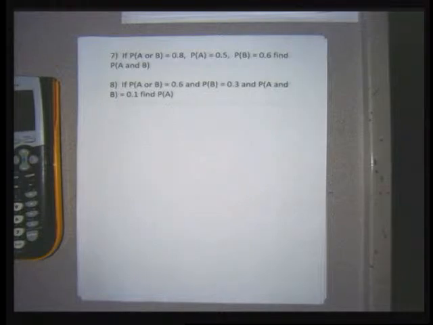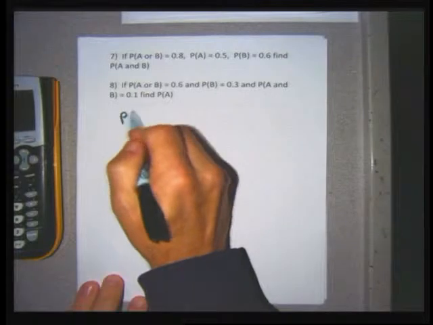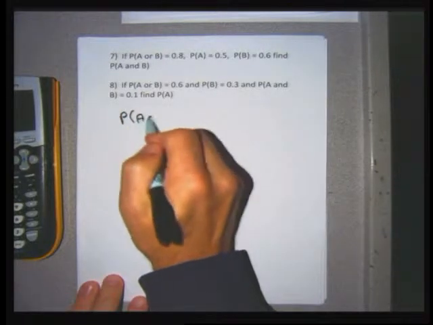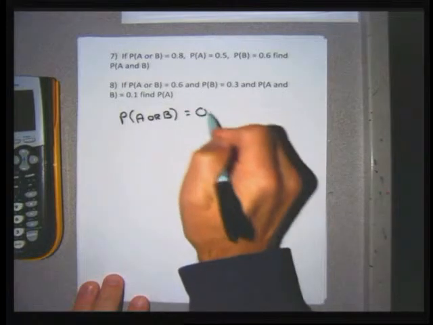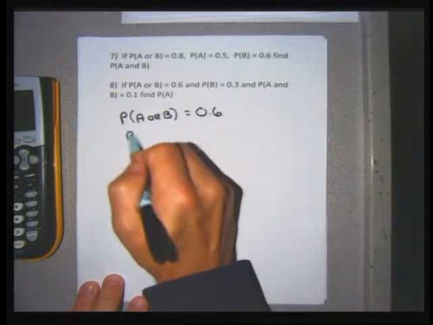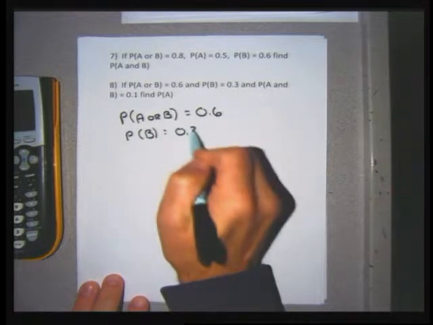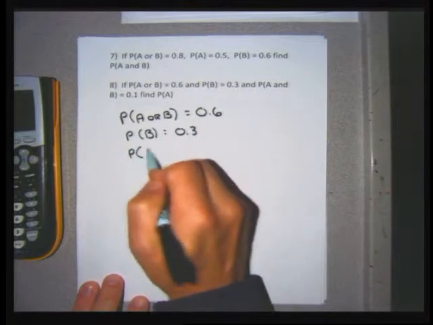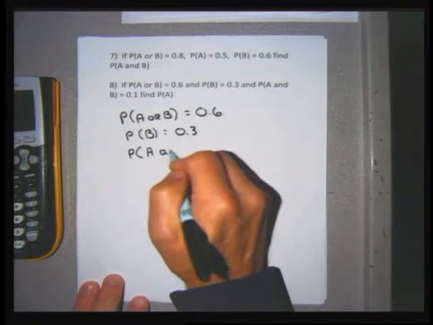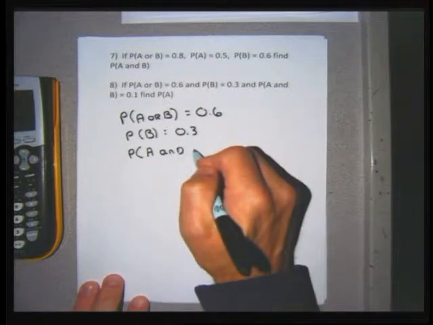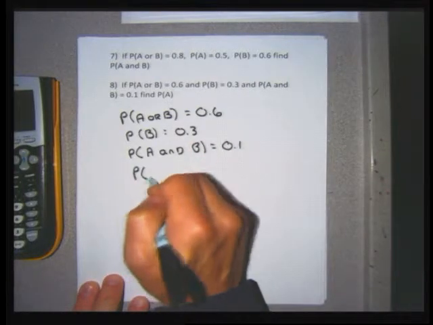So, for 8, I'm going to do the same thing. I'm going to use the formula, and in this problem, the information that's given to me is the probability of A or B equals 0.6. The probability of B equals 0.3, and the probability of A and B, which when I blew up the font kind of got messed up, but the probability of A and B is 0.1. I'm trying to find the probability of A.